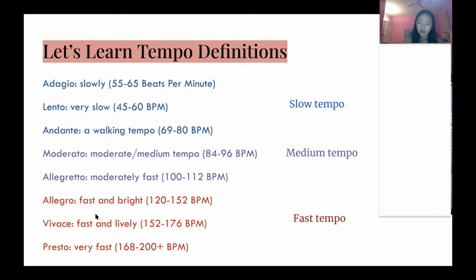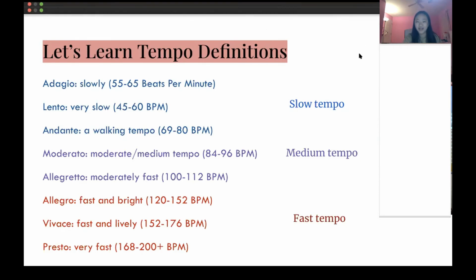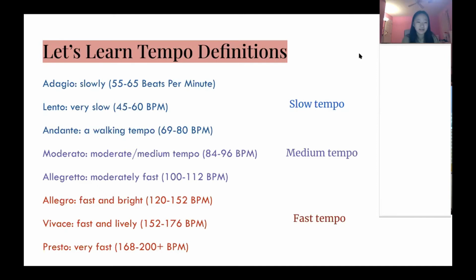And then vivace, we just saw that. It means fast and lively, and it's faster than allegro, but slower than presto. So presto is very fast. It's like everything from 160 to 200 plus. And obviously you can use prestissimo if it's that fast. But these are the eight speeds we're going to be focusing on in this lesson. I'll give you 10 seconds to look it over, and then we'll do the exercise.